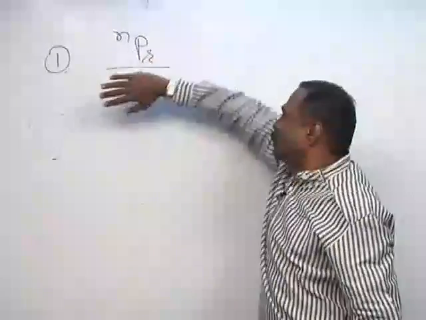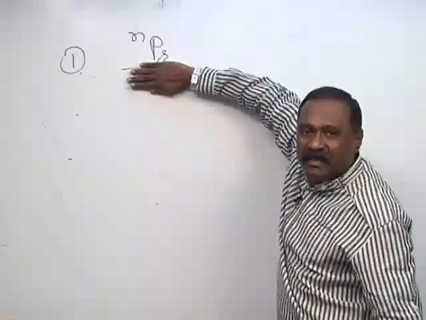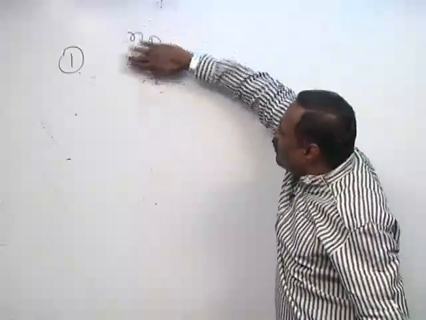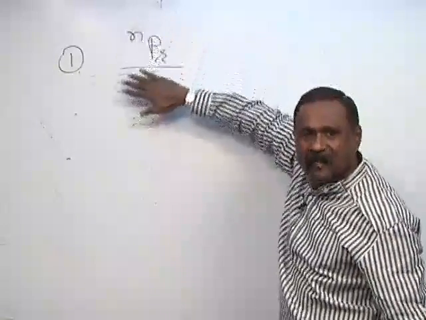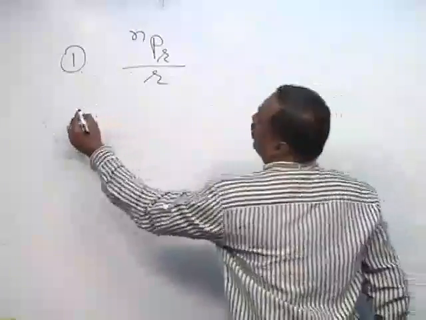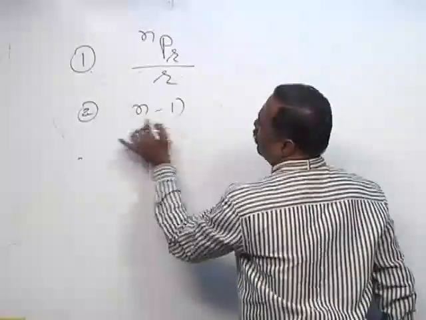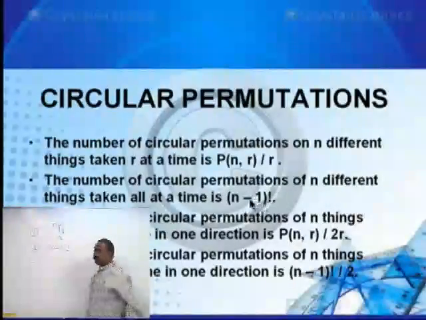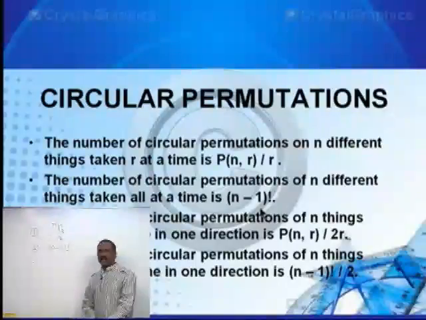Circular permutation. What is nPr? The number of linear permutations divided by r will give you the circular permutation. And similarly, if you see the second one, by taking all at a time, it is (n minus 1) factorial. Second one. Okay? That's an interesting thing now.